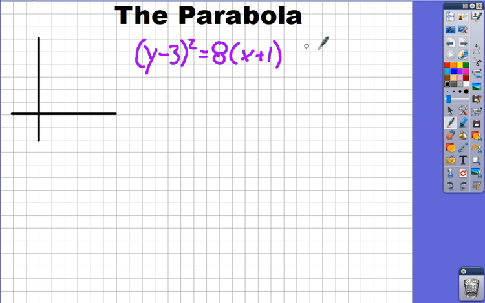Now let's talk about a translated parabola. This time you'll notice that we've been given the squared term already isolated: y minus 3 squared equals 8 times x plus 1. So the first thing we want to do is recognize that the y squared is the squared term. So this tells us that our parabola is going to go left or right instead of up and down like our parent shape we're used to seeing.